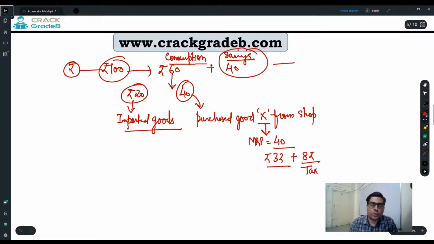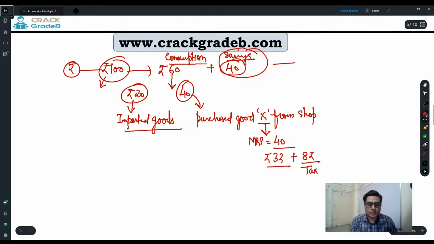Savings is not equal to investment. I told you very clearly. So savings, till then that money is in my pocket, it is savings. When I put that money in a bank or somewhere else in the form of investment, only then is it going to be converted into investment. Otherwise, it is savings.